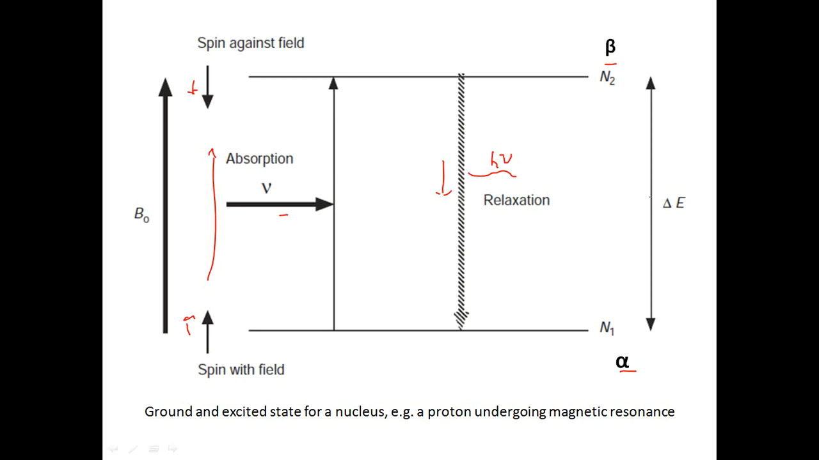This process is called relaxation. So these are the ground and excited states for a nucleus, that is, for a proton undergoing magnetic resonance. When the radio frequency that is applied matches the energy difference between the two spin states in an external magnetic field, that is called resonance, and the energy released during relaxation of that nuclear state is called the resonance energy, which is detected in nuclear magnetic resonance spectroscopy.